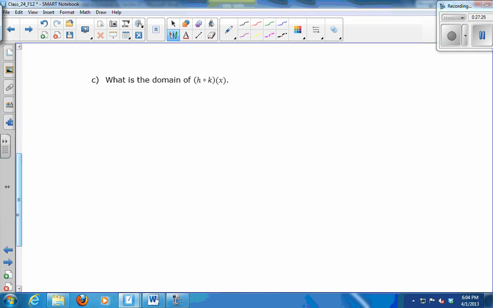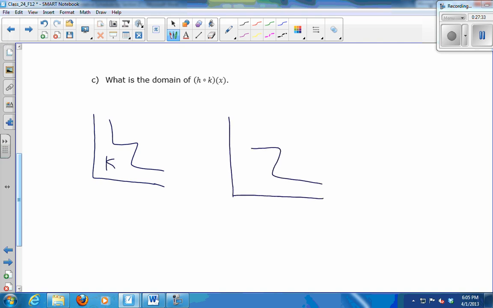When I do h of k of x, that's two machines, k first, and then h. When I put an x into the k machine, out comes square root x. K is the square root function. And then I take that square root x and I put it into h, and out comes 1 over the square root of x minus 4.